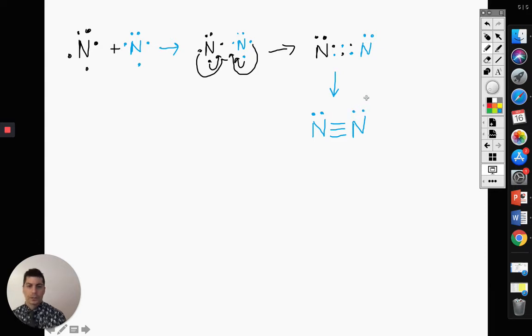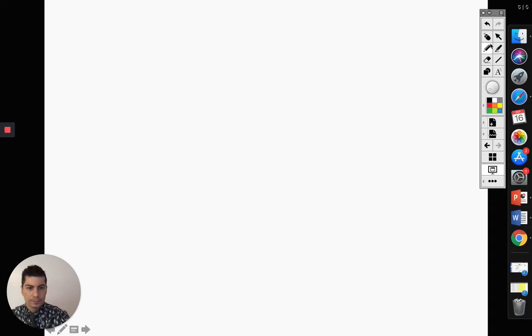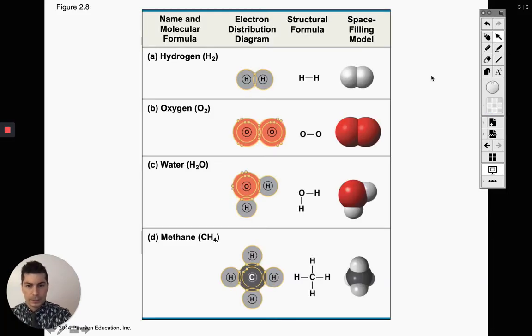Well, the single bond, we're sharing 1 pair. The double bond, we're sharing 2 pairs. The triple bond, we're sharing 3 pairs. Which one do you think is the strongest? Well, if it's triple, it's going to be the strongest. So the triple bond is stronger than the double bond, and the double bond is stronger than the single bond. Okay? All right.